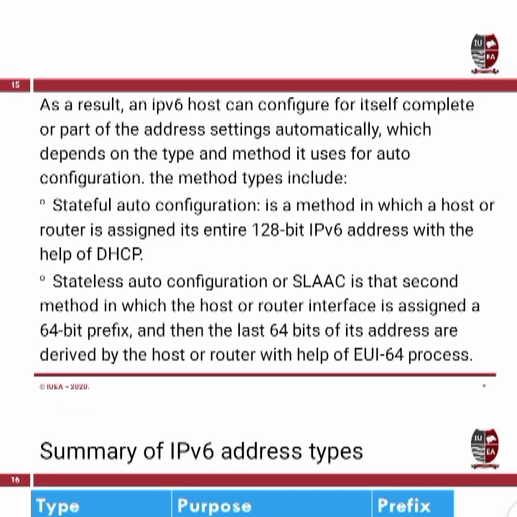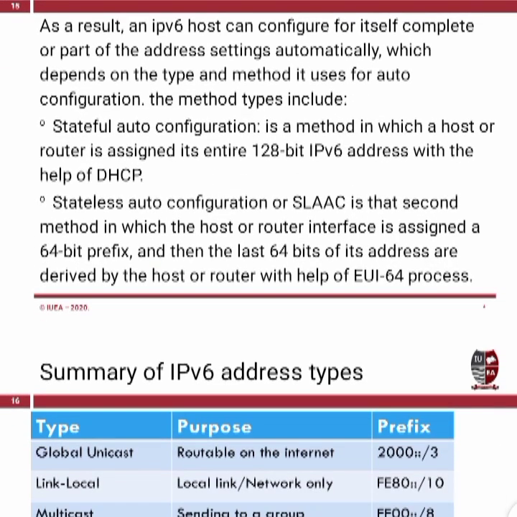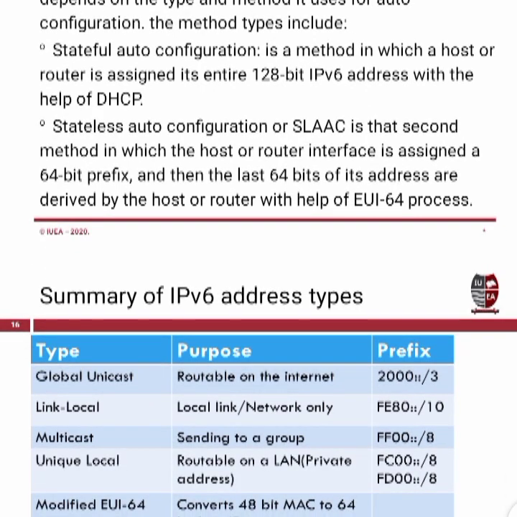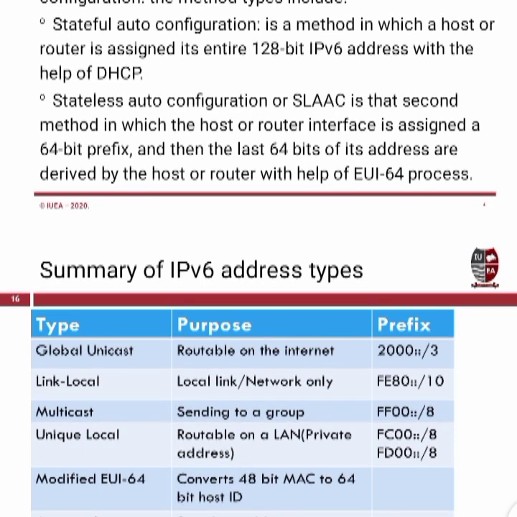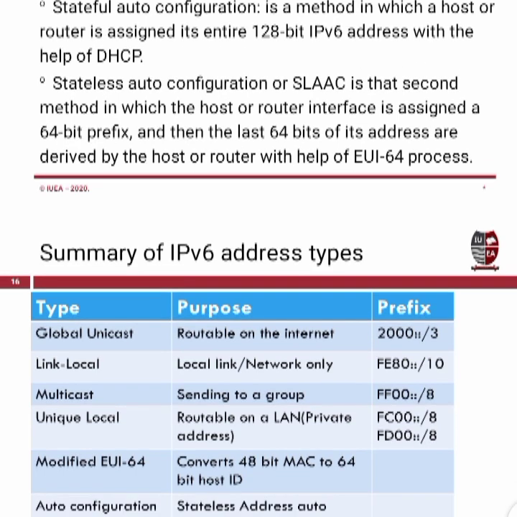Stateless auto configuration, or SLAAC, is the second method, in which the host or router interface is assigned a 64-bit prefix, and then the last 64 bits of its address are derived by the host or router with the help of the EUI-64 process.